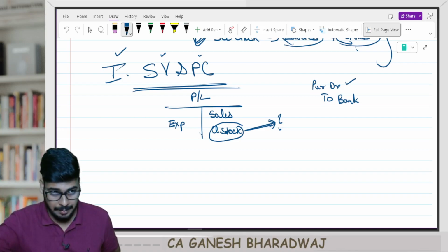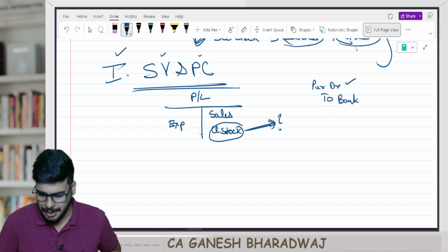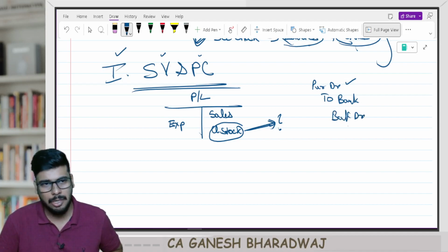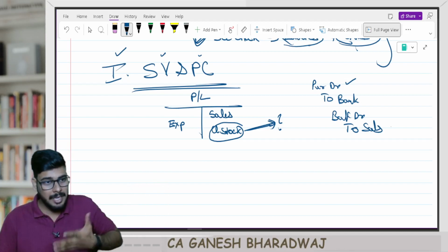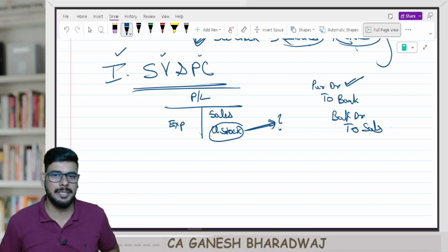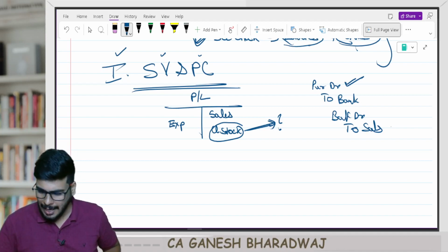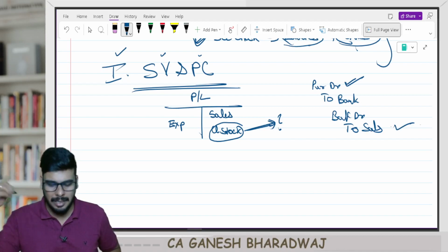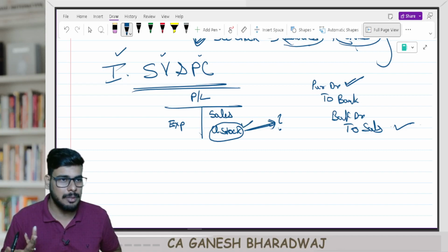Now I am selling it. When I am selling it, what will be the entry? Bank account debit to sales, correct? Or in other words, when the goods come inside, I track it in a ledger called purchase. When it goes outside, I track it in a ledger called sales. Suddenly one ledger called stock, where did it come from?